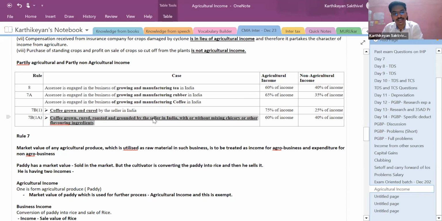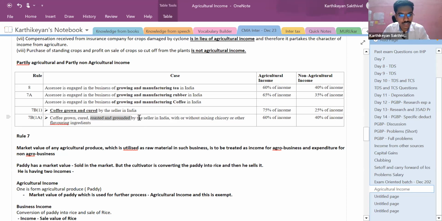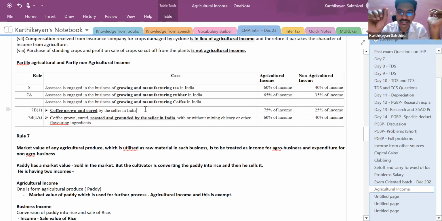Okay, so there are 2 cases. First one is where coffee is grown and cured alone. Second case is where it is also roasted and ground by the seller. Grown and cured alone means basically the coffee bean is taken and heated at a certain temperature, and they take out one layer, so that is known as curing. After curing, the coffee bean as it is can be sold. That is just known as growing and curing.